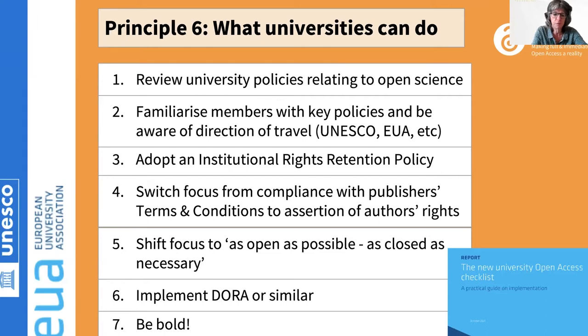So notable reports and position papers include those recently published by UNESCO and the European Universities Association. And here I've illustrated the EUA New University Open Access Checklist. We strongly recommend institutions adopt an institutional rights retention policy, of which more later. And then rather than working out how to meet publishers' terms and conditions for control of rights, we suggest universities look down the other end of the telescope and work out how best to protect and retain their authors' rights. Make a general shift from the thinking of assume closed, what can be made open, to the opposite, assume everything will be open and what do we need to protect, is quite a useful flip of thinking.